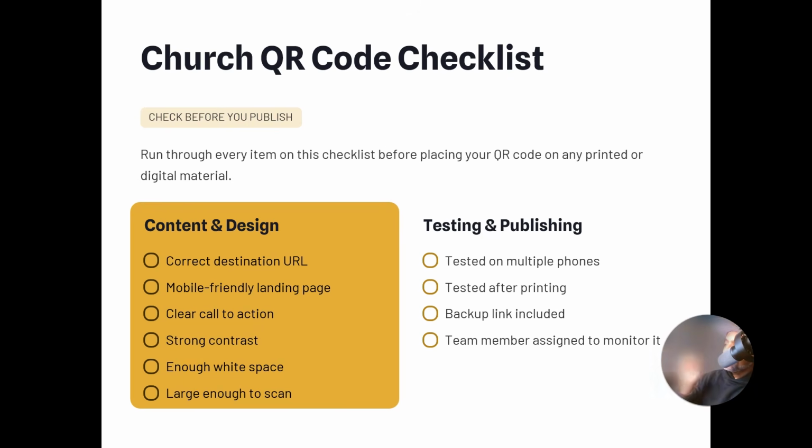Testing and publishing. Test it on multiple phones if you can. Test it after printing. Backup link included. So for example, if you put your QR code on social media, and they're viewing it with the phone they will use to scan, you also want to put a backup link that they can click. Team member assigned to monitor it. It's cool if you can have somebody monitoring your QR code and it'll tell you if it's being effective, how many clicks you're getting from that QR code, which is some valuable data.